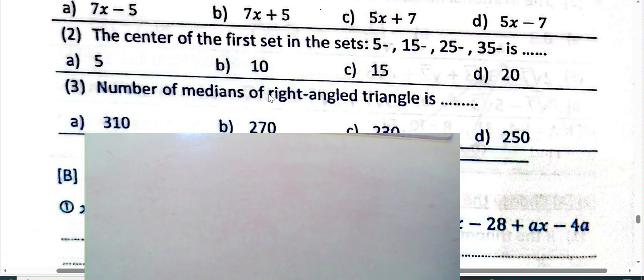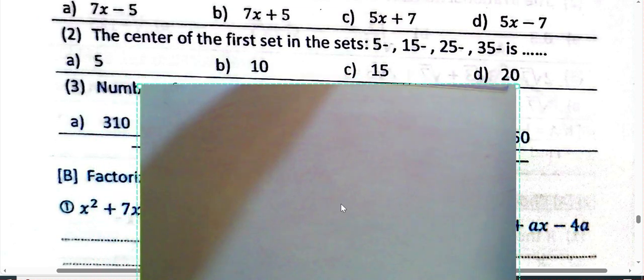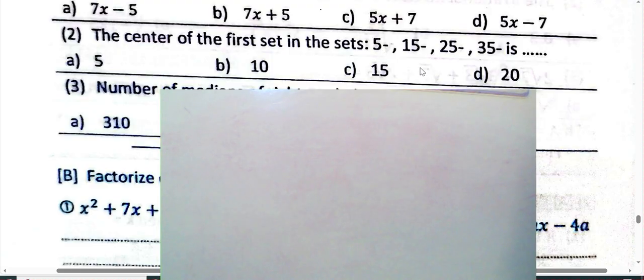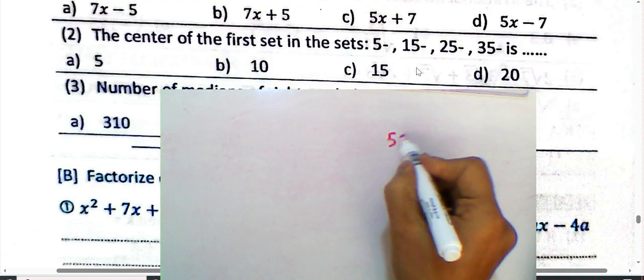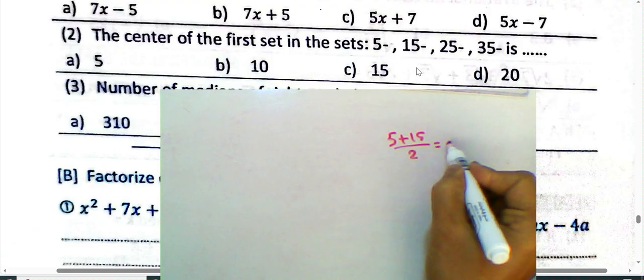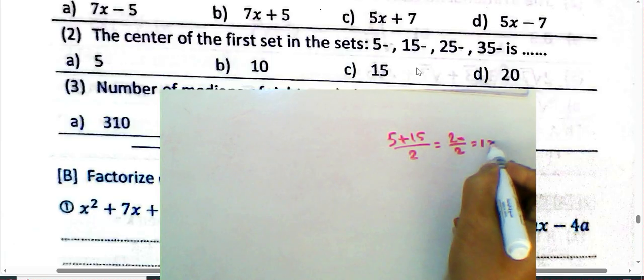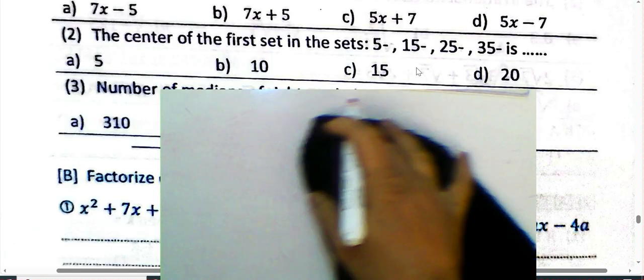Next question is the center. The first set here starts from 5 to 15. You can add 5 and 15 and divide by 2. Right, 20 divided by 2 equals 10. Then the center will be 10.